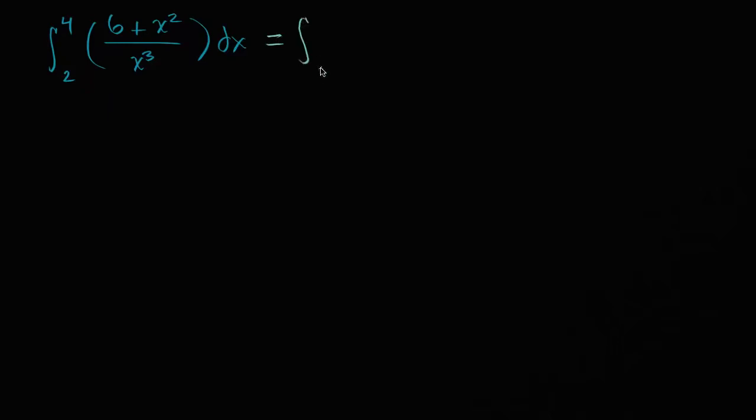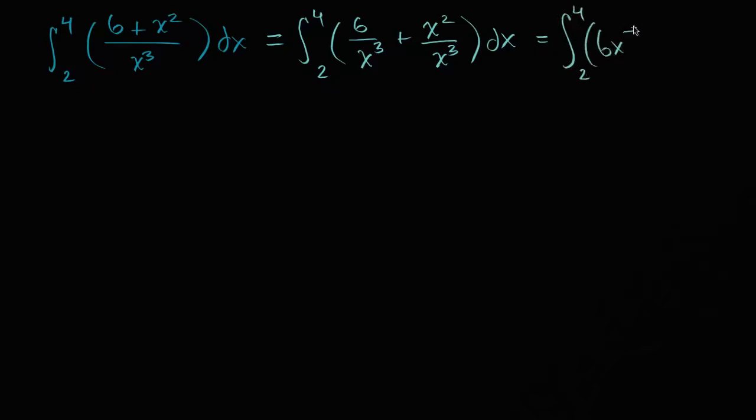So this is equal to the integral from 2 to 4 of 6 over x to the third power plus x squared over x to the third power dx. I just separated this numerator out. I just divided each of those terms by x to the third power. And this I could rewrite. This is equal to the integral from 2 to 4 of 6x to the negative 3 power. That's that first term there. And x squared divided by x to the third is going to be 1 over x. So plus 1 over x dx.